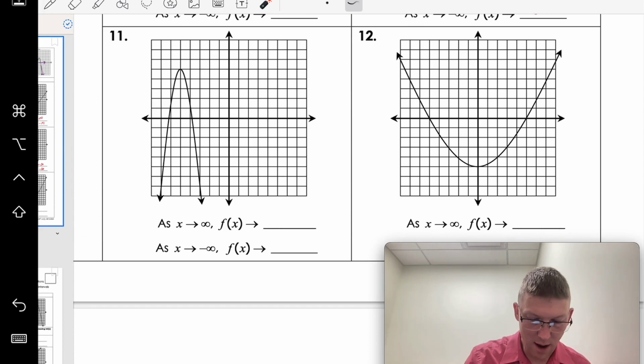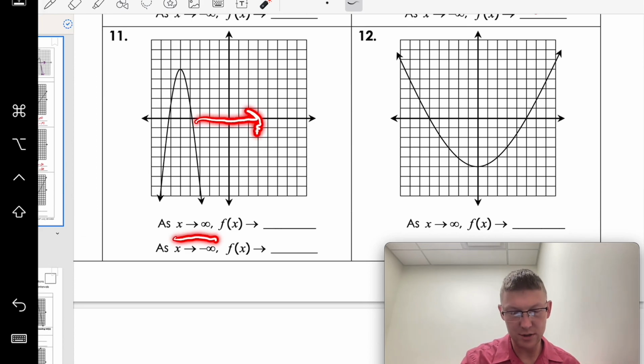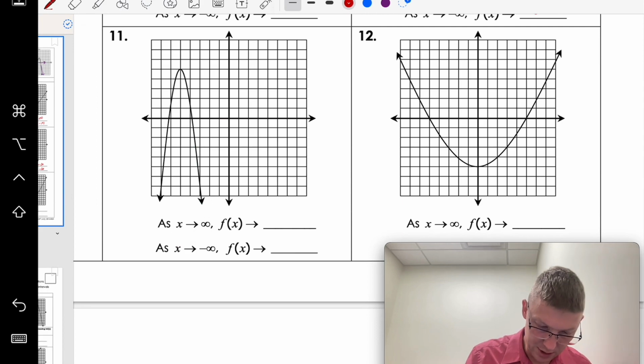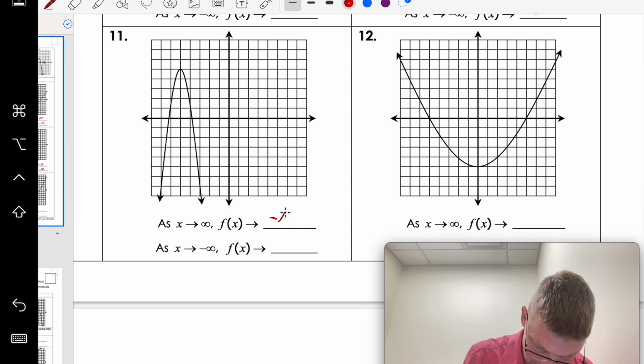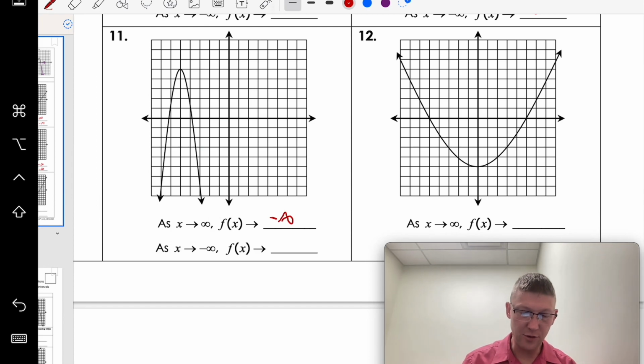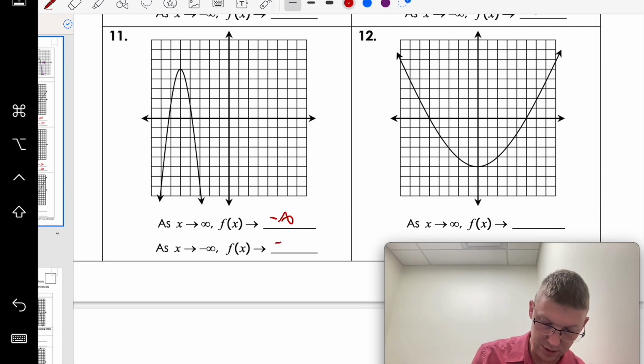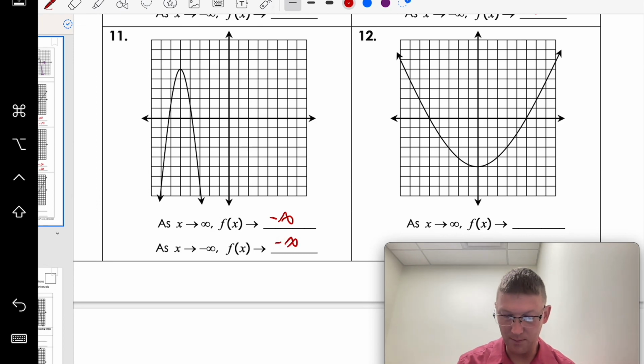So we're looking at this graph. As x approaches positive infinity, so we are going to the right, what does our function do? What do our y values do? It goes down and down and down, and it's going to go down forever. So we're going to say as x approaches positive infinity, f of x approaches negative infinity. Then if we go the other direction, all the way to the left, as x approaches negative infinity, f of x, or y, is going to go to, again, negative infinity.